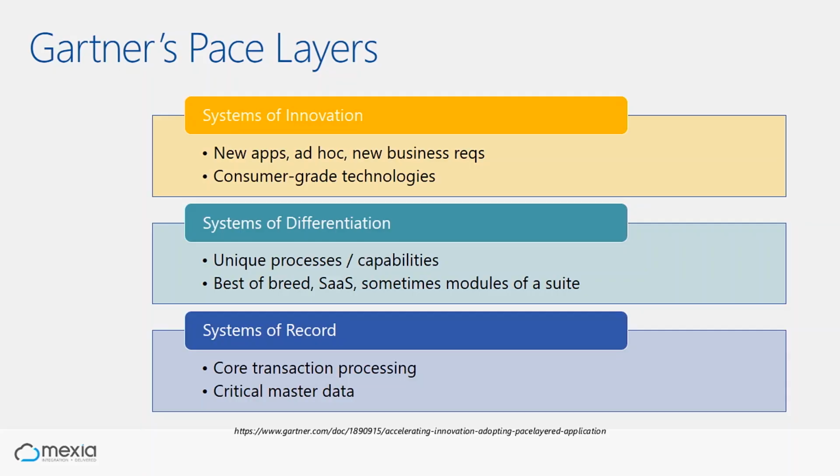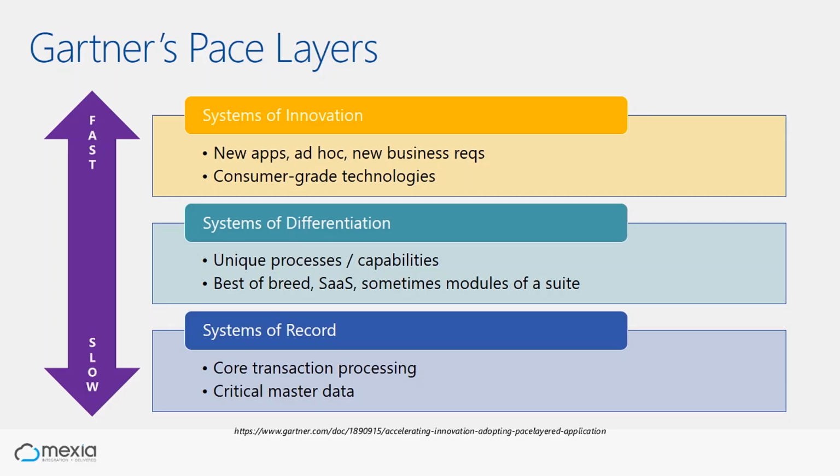The top layer is the systems of innovation, and this is your experimental stage. This is where you try to address new technologies and new ideas that haven't yet been proven. As you're building these things, obviously, they're going to change fairly radically, and they have to be addressed in a different way. They have to have that freedom to be able to move and experiment.